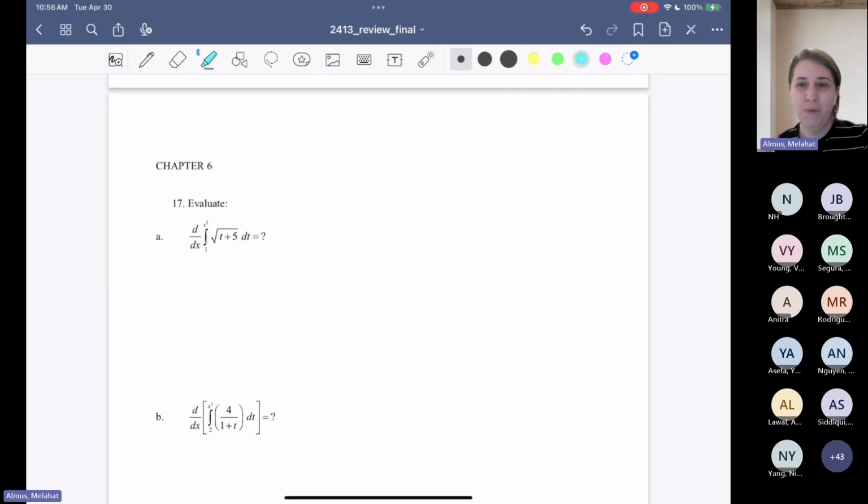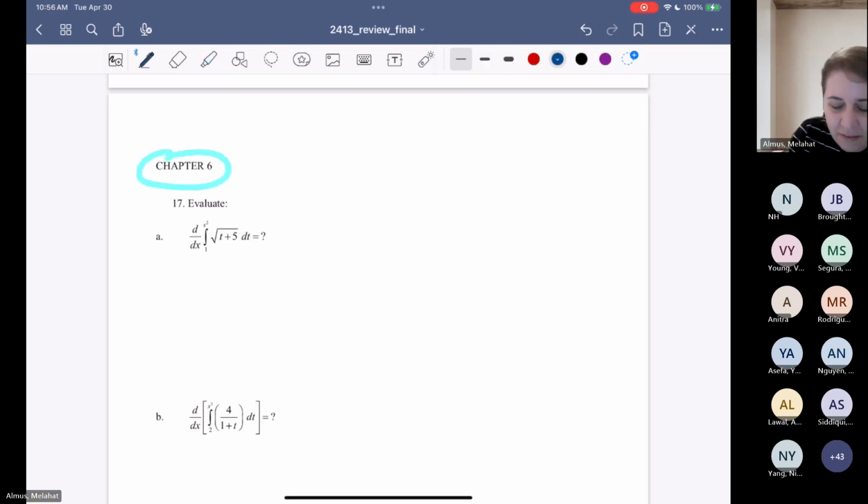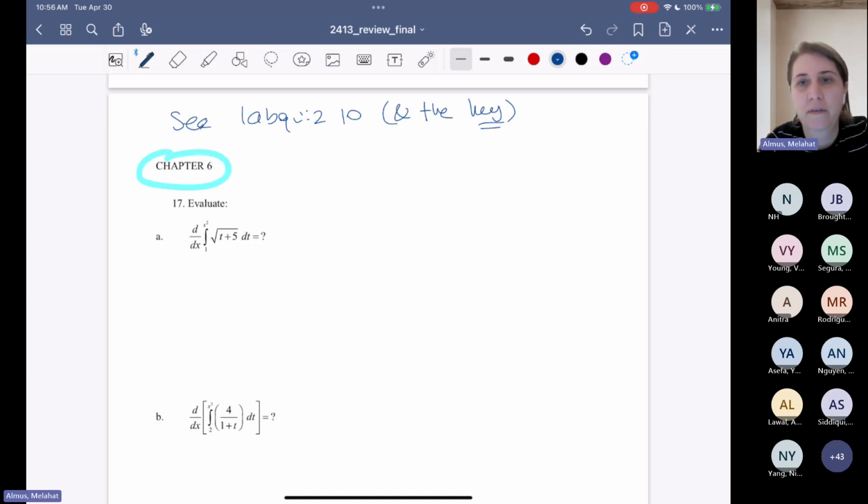Whew. We are there, chapter 6. See lab quiz 10 and the key. I posted the key, and lab quiz 10 covers what you really need to remember from chapter 6 for final exam purposes. Again, chapter 6 is extremely important for calculus 2 purposes, but today I'm focusing on what you need to study for final exam purposes.